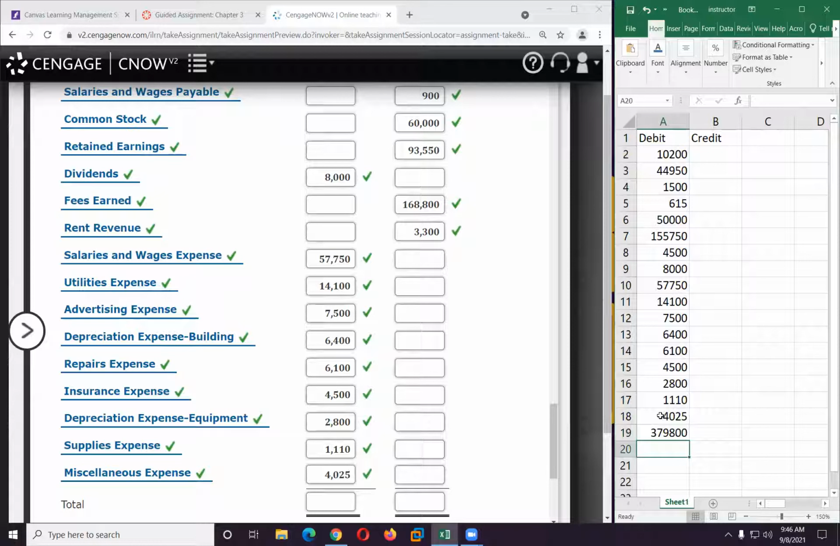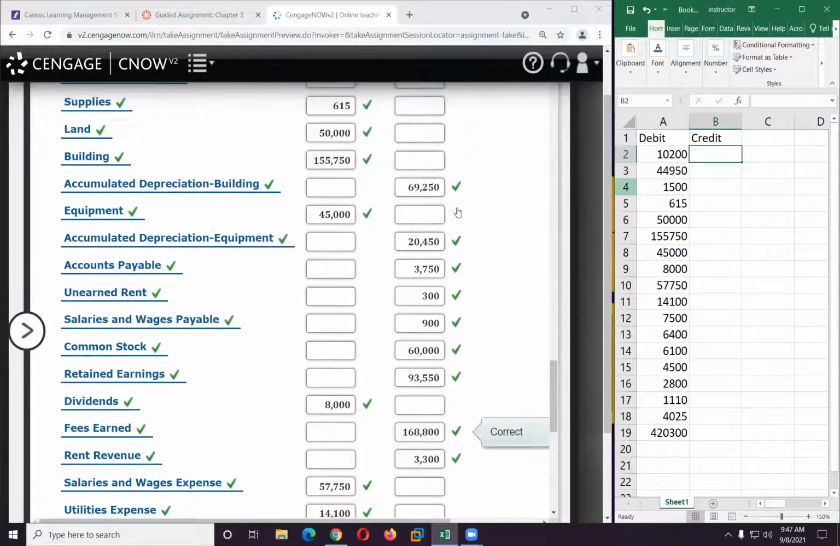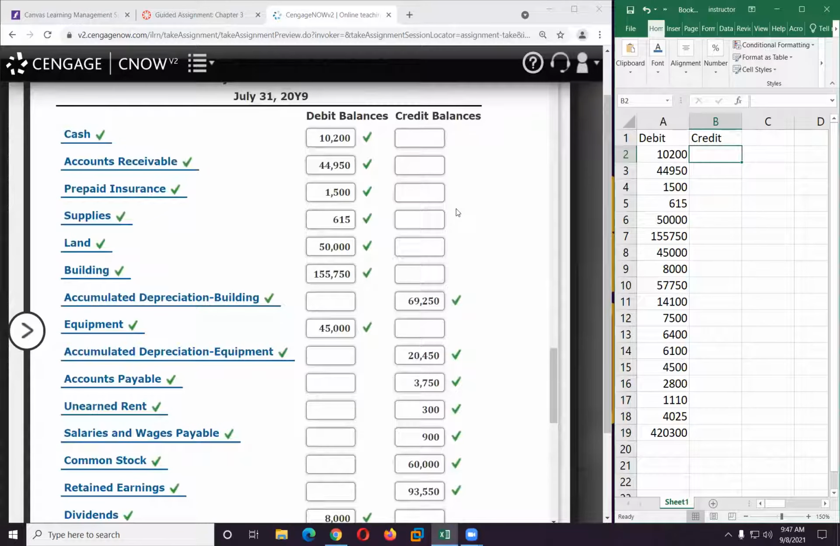I got 379,800 on my debit side. Anybody finish ahead of me? Is that what you got? Did you get 420,300? Good. So let's check our credit side anyway, even though we know it's right because we did our little checks. Again, just be in the good habit of it.